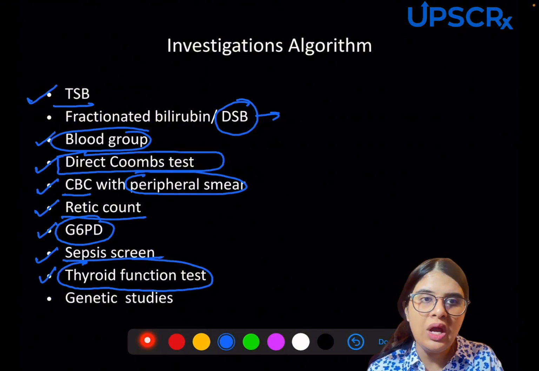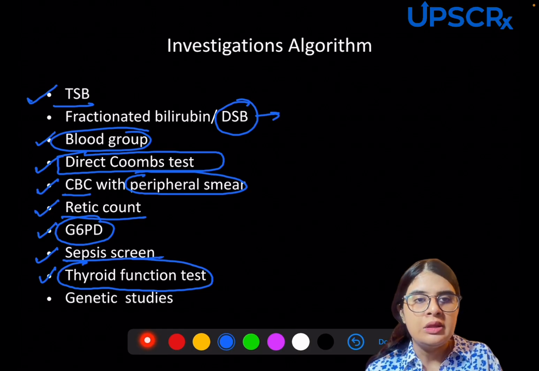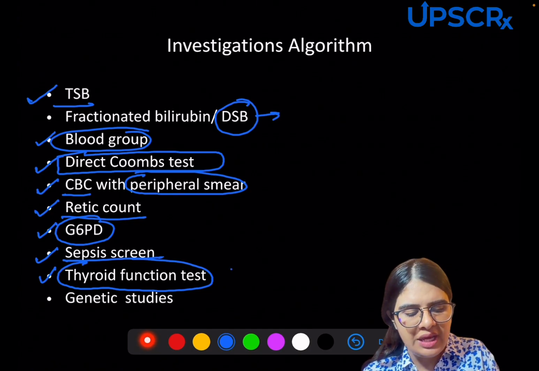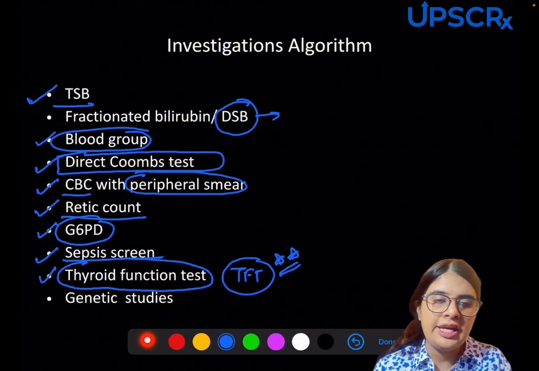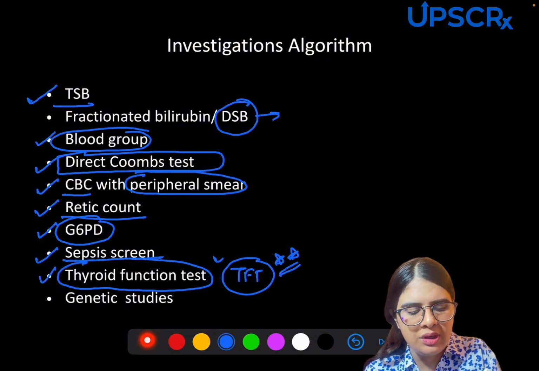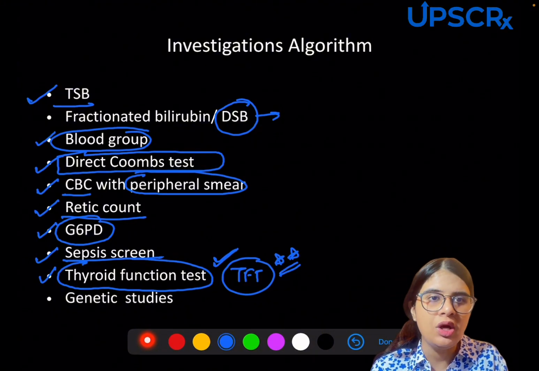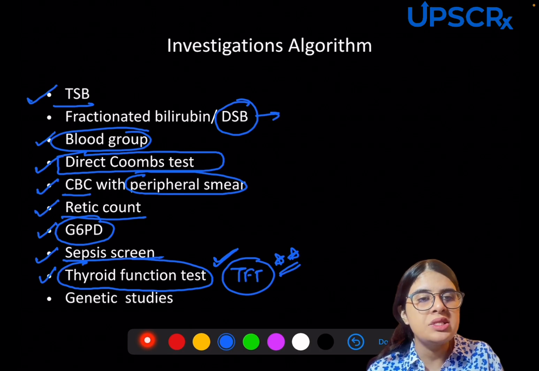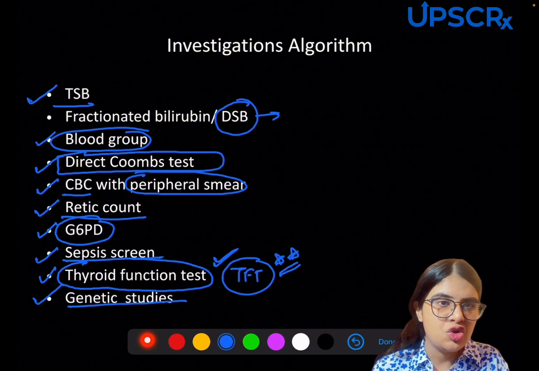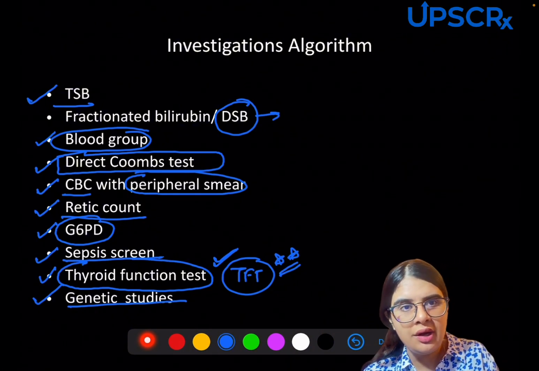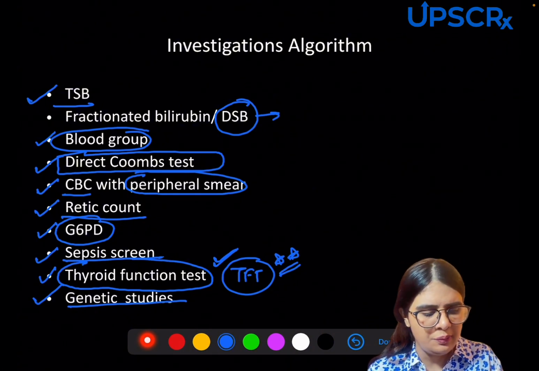So you have to rule out hypothyroidism. Therefore, we always do a TFT or thyroid function test in case of hyperbilirubinemia, in case of jaundice. So this is very important. Thyroid function test is very important. You have to check for hypothyroidism in neonates with jaundice. Okay. And you can do genetic studies for all the various syndromes that we talked about: Crigler-Najjar, Dubin-Johnson, Rotor, right?